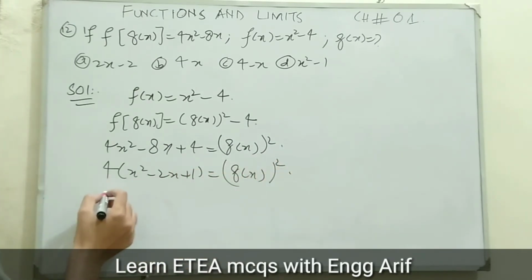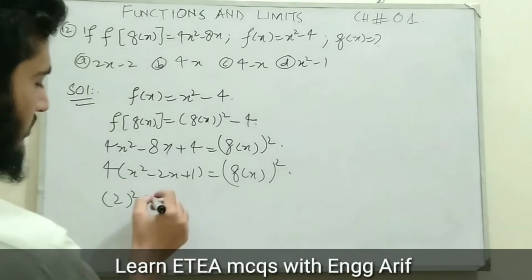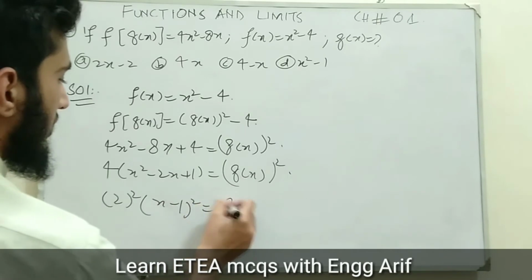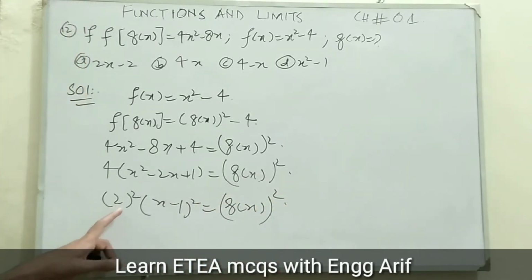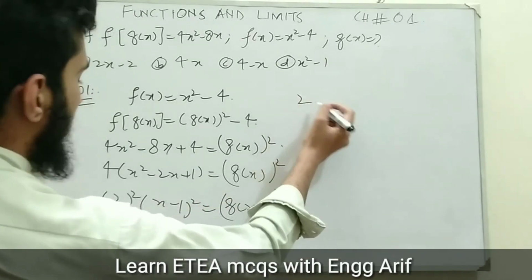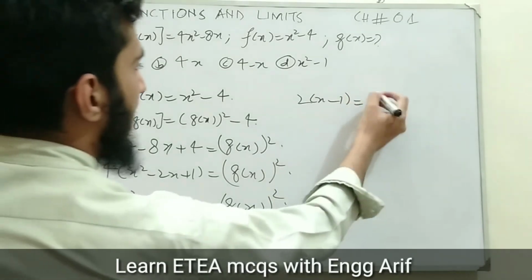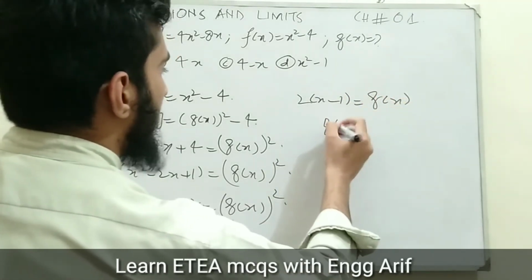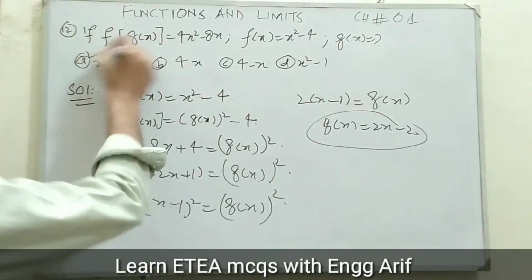After this, 4 can be written as 2 whole square, and x square minus 2x plus 1, this is a formula, is (x minus 1) whole square. So (2 times (x minus 1)) whole square is equal to (g of x) whole square. On both sides the powers are the same, so it means the bases must be the same. The bases are 2(x minus 1) and g of x, so 2 multiplied by (x minus 1) must be equal to g of x. So g of x will be equal to 2x minus 2. So the correct option is option number A.